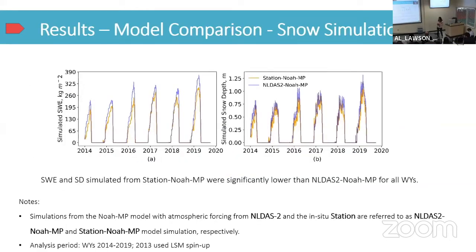So the first results shown here are differences between the model simulation of snow water equivalent and snow depth. 2 model simulation, one that was forced with the station observation and the second that was forced with the NLDAS2. The one in the blue lines are the NLDAS2 results, and the yellow one or the orange one are the station results. And we can see that for all the years that I looked at from 2014 to 19 water years, the NLDAS2 was higher than the station force model. The SWE and snow depth were higher for all the years.